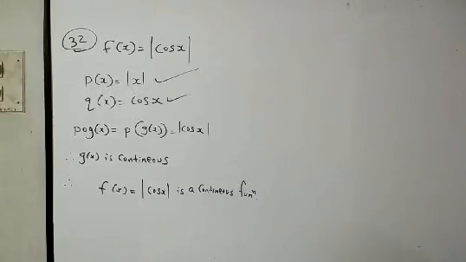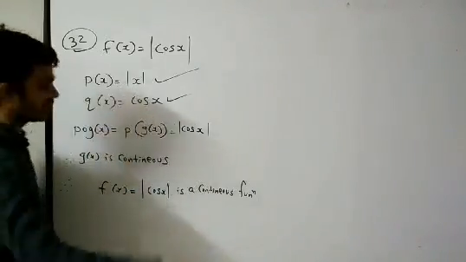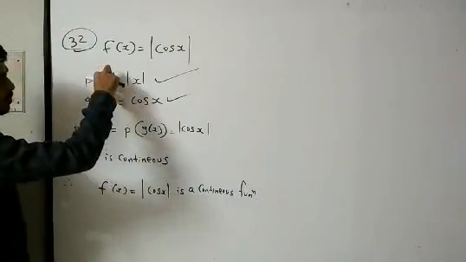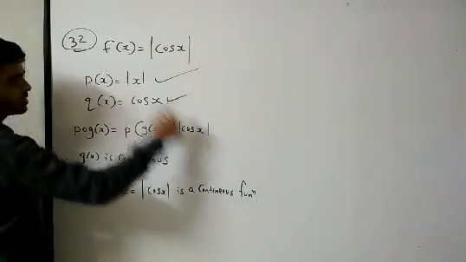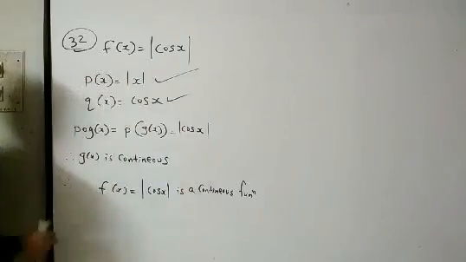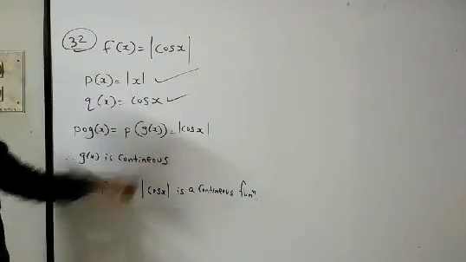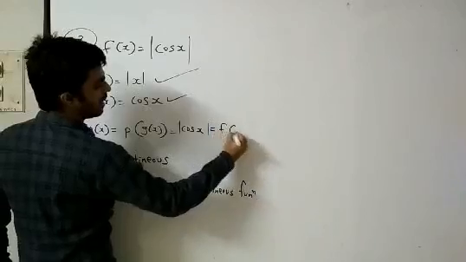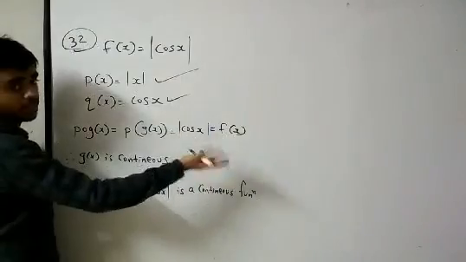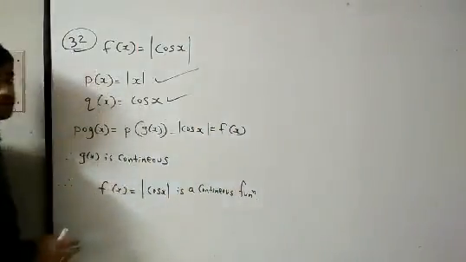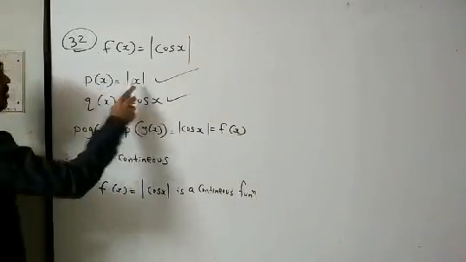P of x if modulus x is there and q of x is cos x, then p of q of x means wherever x is there you have to put q of x, but q of x, what is the value of q of x? Cos x. So it is modulus cos x. Now if this p of x and q of x both are continuous, then p of q of x will be continuous. So that is our f of x. So p of q of x is modulus cos x, that is nothing but our given question f of x. Now you check p of x and q of x whether both are continuous or not.